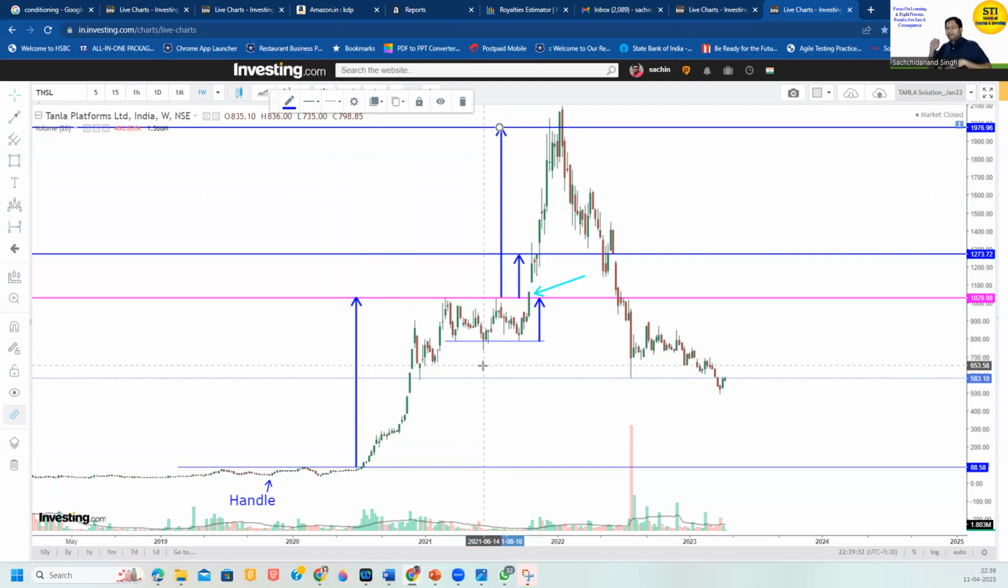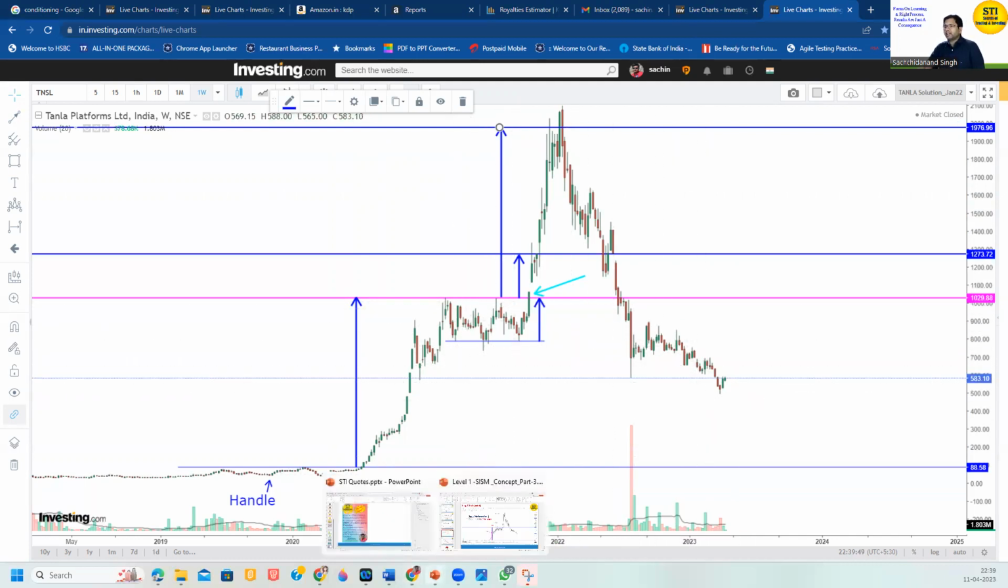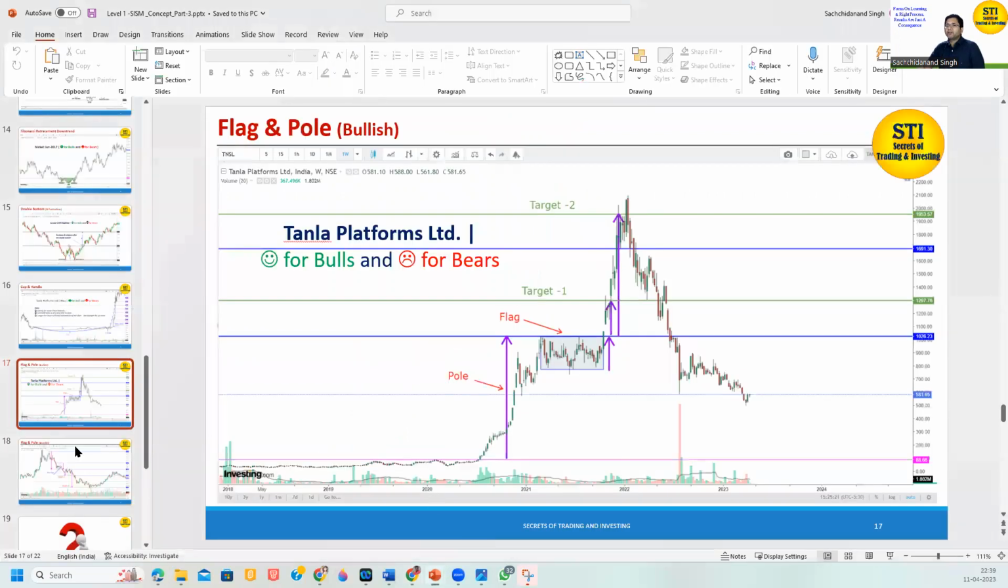And this flag and pole is not a rare one. We will keep on finding it in almost all the stocks; this flag pole formation is happening. That is how we can identify it. Maybe I'll give you another example of flag and pole if needed.